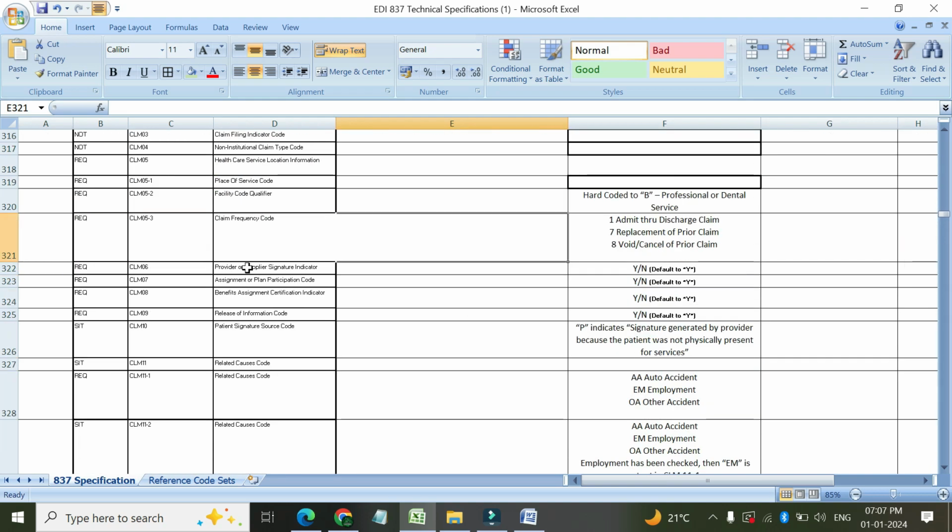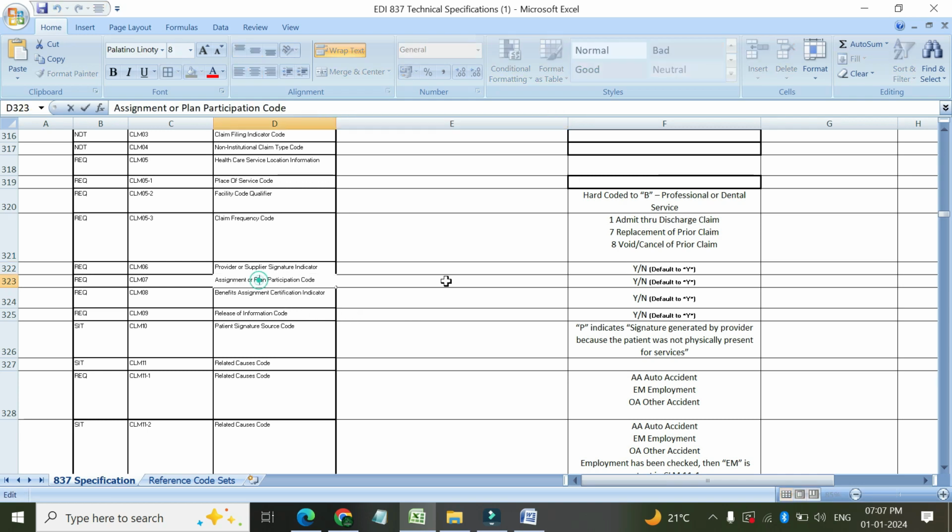So CLM 06 provider or supplier signature indicator, default is Y. This is nothing but the signature of the provider. Y just means signature on file.